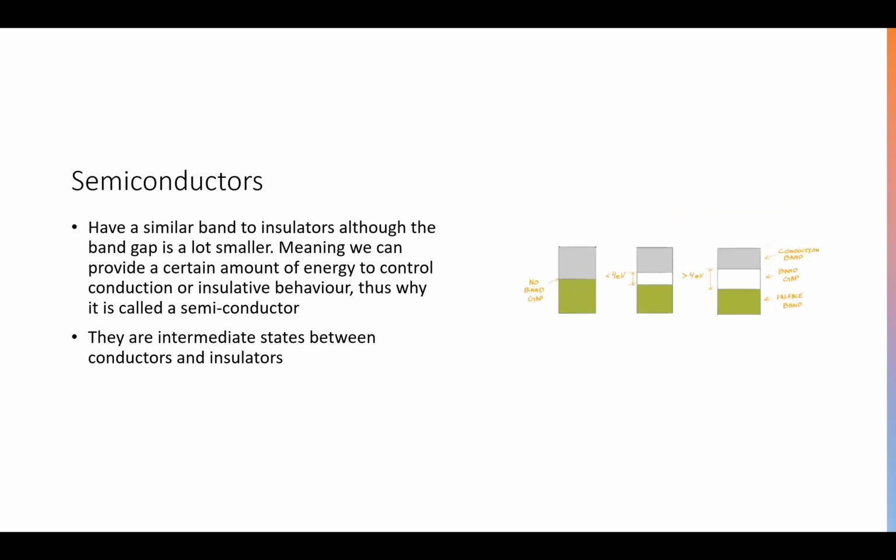Then we have semiconductors. Semiconductors have a similar band structure to insulators, although the band gap is a lot smaller, meaning we can provide a certain amount of energy to control conduction or insulative behavior. This is why it is called a semiconductor. They are intermediate states between conductors and insulators. That's shown in this figure here, where it just has a smaller band gap. So it gives us more control, and it's a little easier to do that promotion.